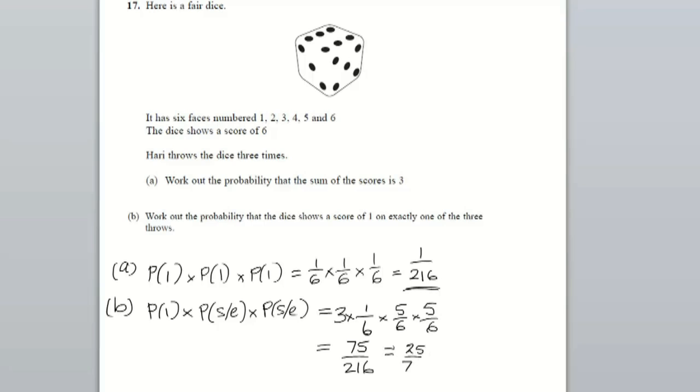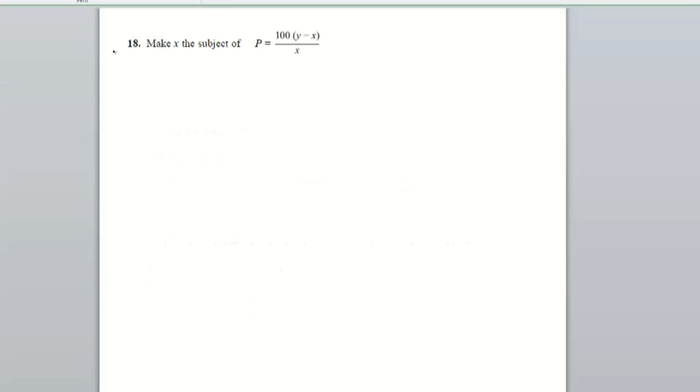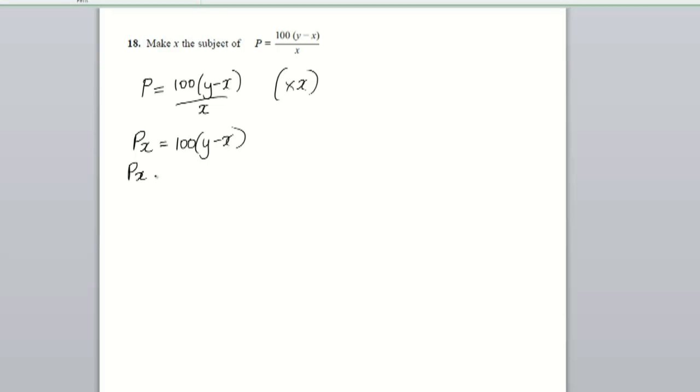25 over 72. Making x the subject of the equation, always a little trickier when x occurs in more than one place. But as we said earlier, whenever you've got an expression or an equation or a formula that has a fractional term in it, first thing to do is scale it up. So if I multiply both sides by x, I'll get px equals 100 lots of y take away x. If I then remove the brackets on the right hand side, my aim is to get everything involving x together. And at the minute there's a bit over here and there's a bit in the bracket as well.